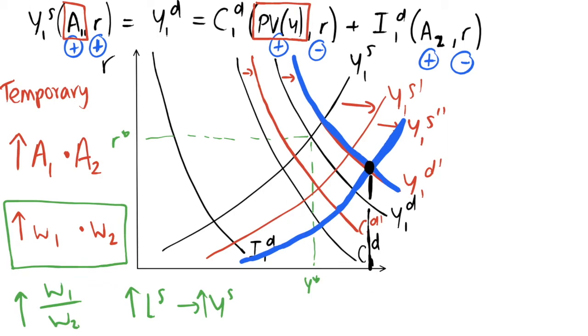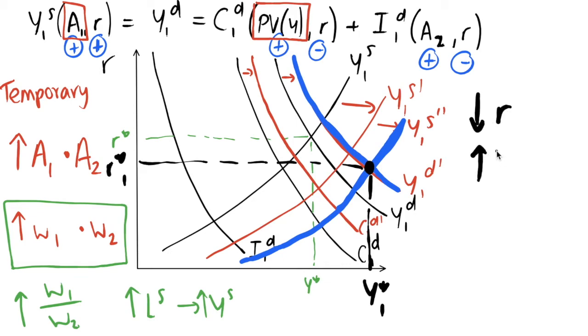I'll get rid of the axis label. So we end up at y star 1, and we end up at r star 1. So as we can see, the overall effect is to decrease the interest rate and to increase the output in period 1. What do we notice that is quite a big difference in this example to the permanent shock example? Is that investment is completely unchanged.